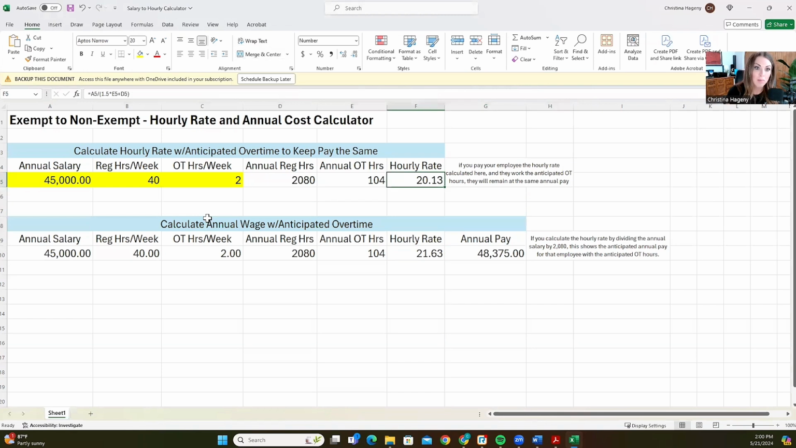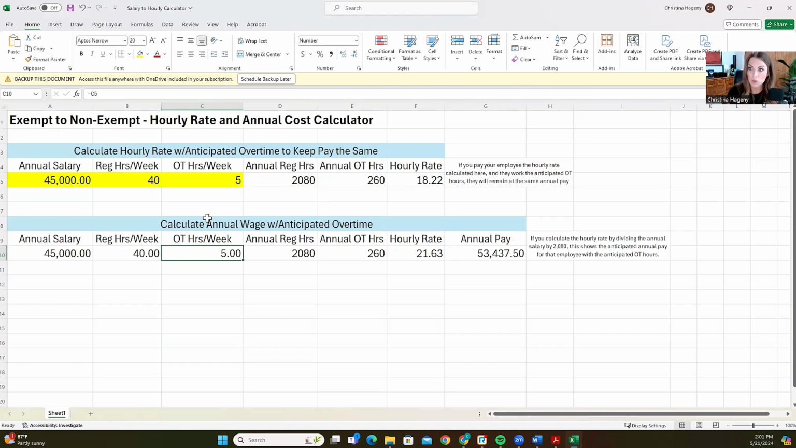So this would really help, number one, to see what you're really paying the employee. So if you're paying them X amount and they work X amount of overtime hours, what are you really paying them per hour now? And you can continue to use that rate and move them to hourly non-exempt. And then you should pretty much keep your costs flat as long as they don't end up working more or less overtime than anticipated.